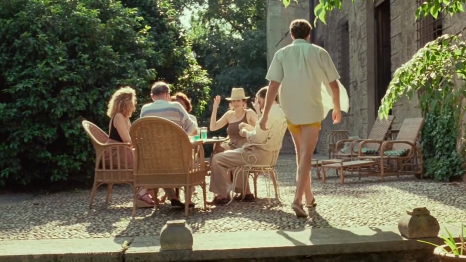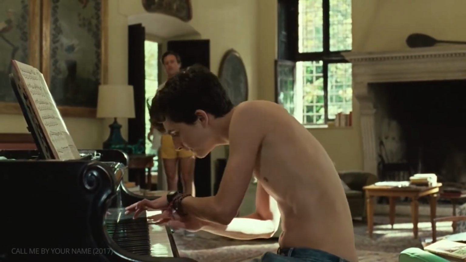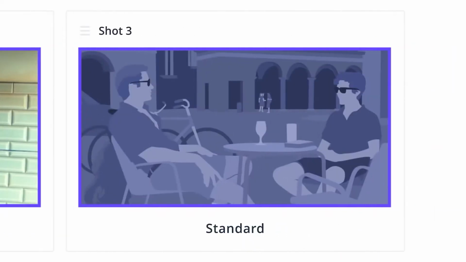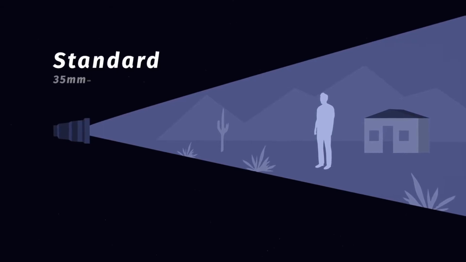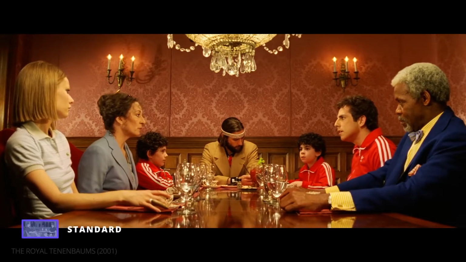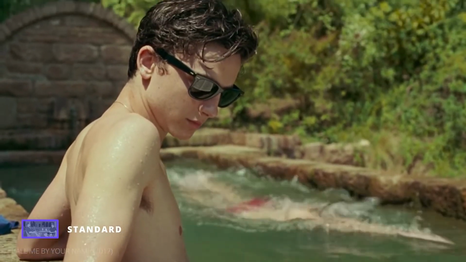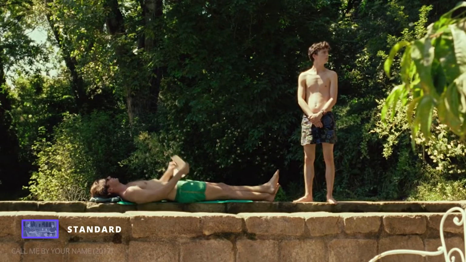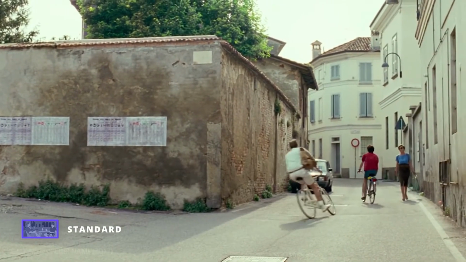If a DP wants a more natural look, they might use our next lens, the standard lens. Standard lenses, also called normal lenses, are lenses between 35mm to 50mm. The focal length of standard lenses is most similar to how the human eye sees the world. This becomes the ideal choice when cinematographers want a grounded and natural presentation. For example, director Luca Guadagnino's film Call Me By Your Name was entirely shot on a 35mm lens for this reason.